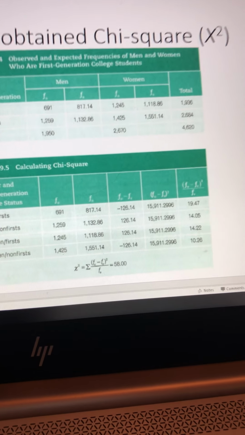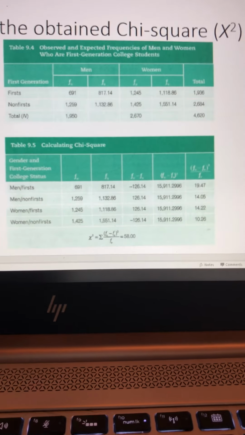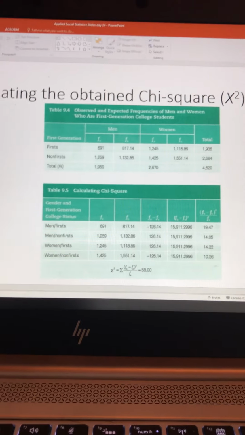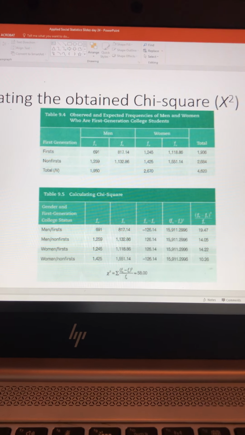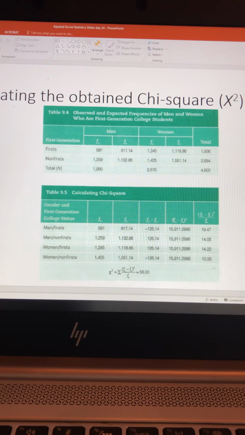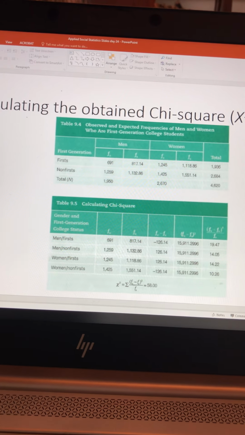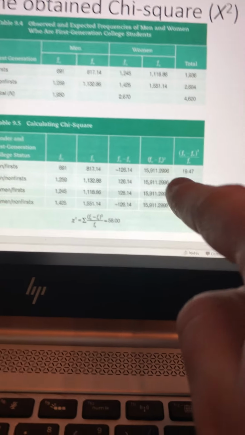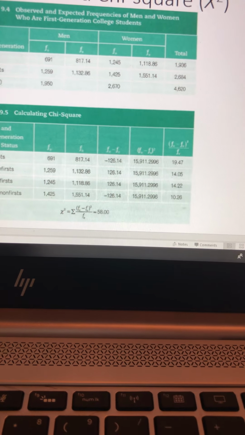15,911.2996. And again, you don't need to include all those decimal points. I caution you not to truncate your decimals too soon, but 2 decimal points is usually fine. I'm not going to be super strict on that, but make sure you're not rounding too early. But if you want to round this to 15,911.3, that's okay.